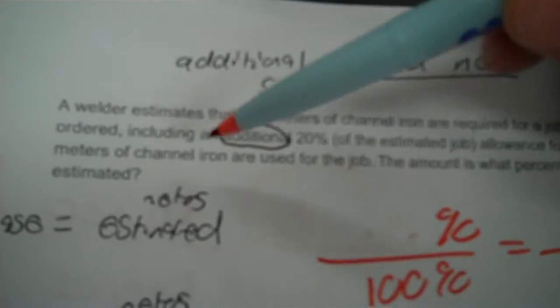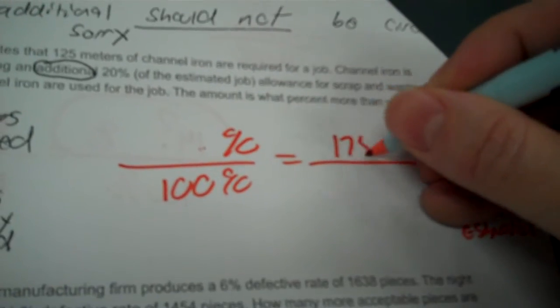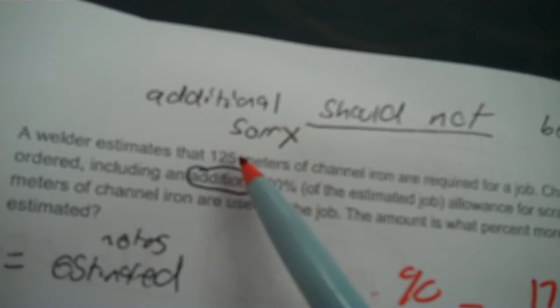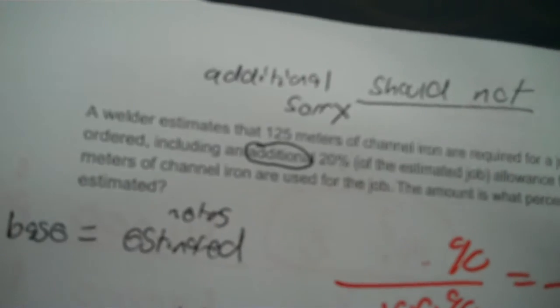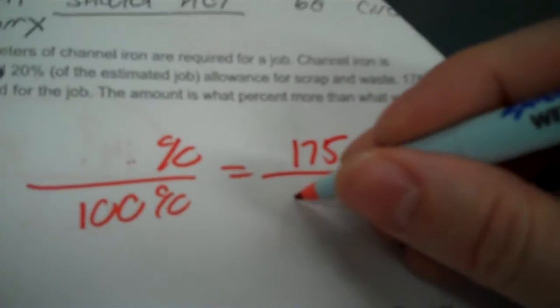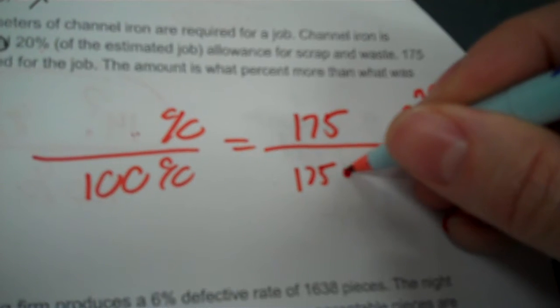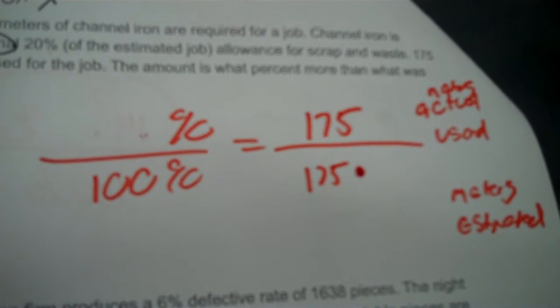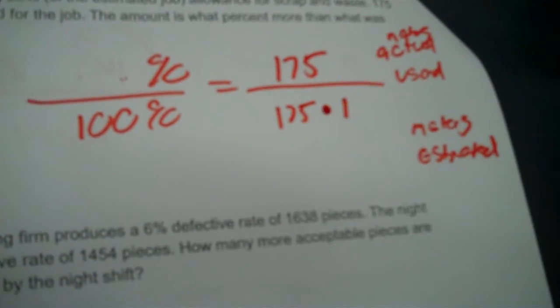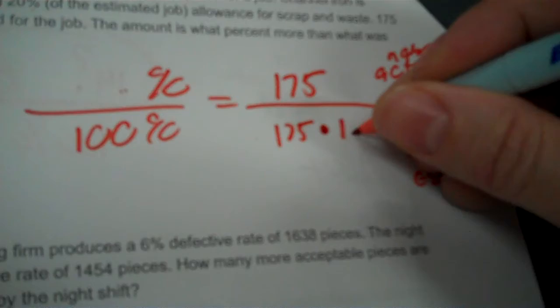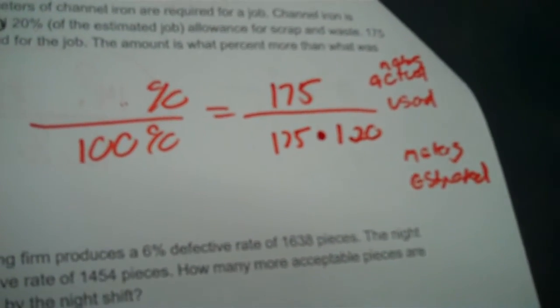How many meters were actually used? Well, it says 175 are used for the job, so that's actually used. How many meters did they estimate? Well, they estimated 125, but then they knew they had to add 20%, okay? So down here I put 125, but that has to be multiplied by 1.20, okay? Here's why it's 1.20. Because it's times 1 because they used the 125, and then 0.20 because they had to use 20% of that.